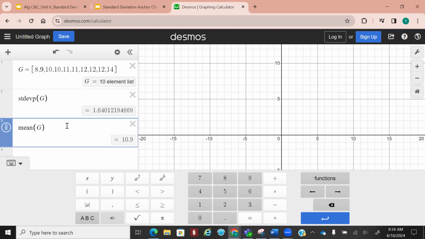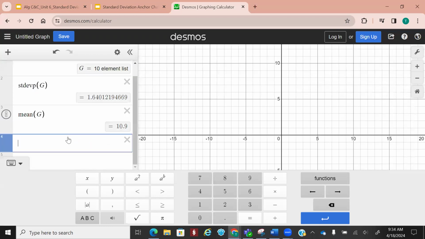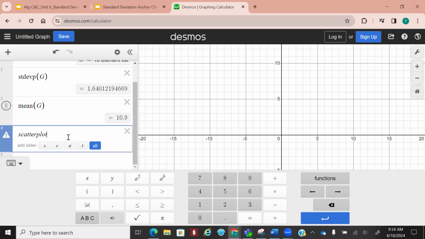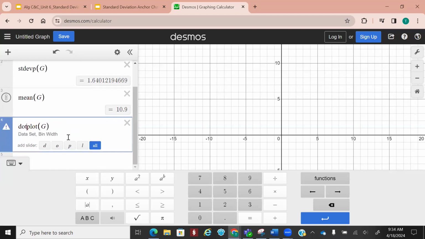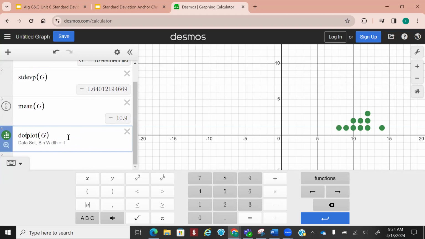Look at that, 10.9. If, let's say that they don't give you the scatter plot, then you type scatter plot, G. Oh, it might be abbreviated. Hold on. I think I wrote it on your thing. I never use this one. Dot plot. That's what it is. Boom. Look at that. And it creates it for you.